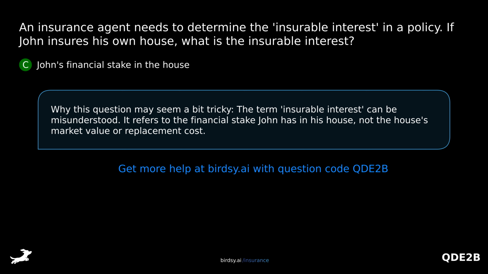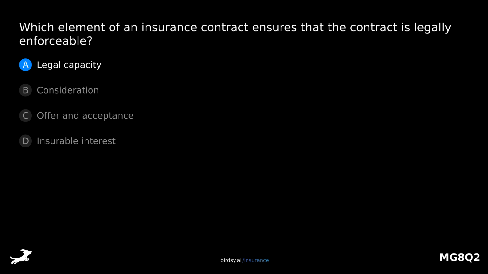Which element of an insurance contract ensures that the contract is legally enforceable? Is it A, legal capacity? B, consideration? C, offer and acceptance? Or D, insurable interest? The answer is A, legal capacity.